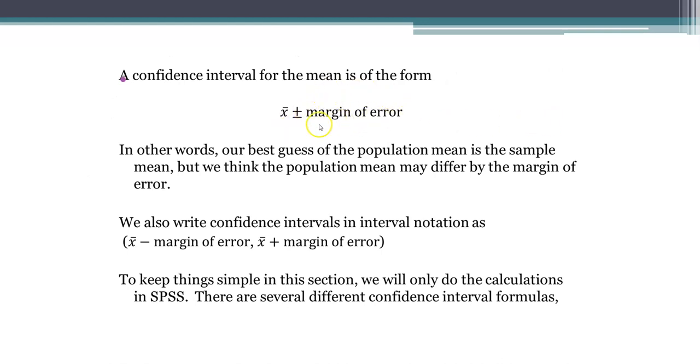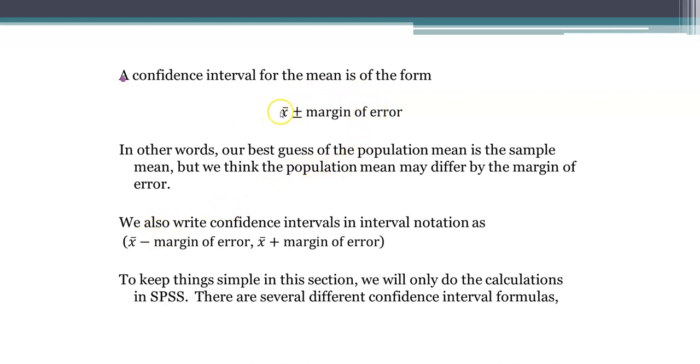So the second quantity we're interested in, we've got our point estimate, which is X bar, is the margin of error. You've probably heard of this before. Around election time, they'll say candidate so-and-so is beating candidate so-and-so by 1 percentage point with a margin of error of 2 percentage points. Margin of error just means we think it could go that far in either direction from our estimate.